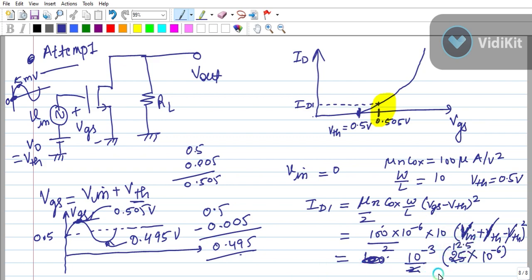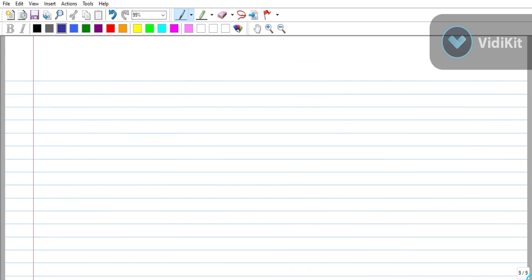12.5. This means current ID1 will become 12.5 nanoampere. Okay, so this value is 12.5 nanoampere.